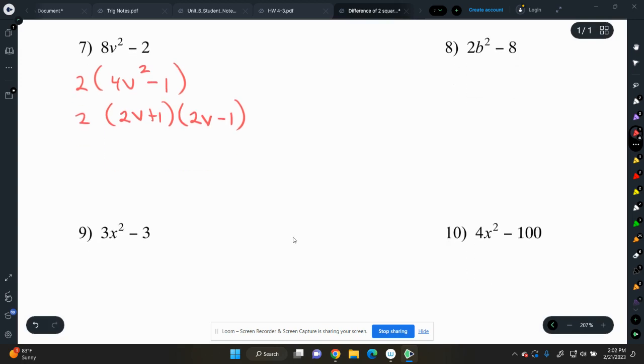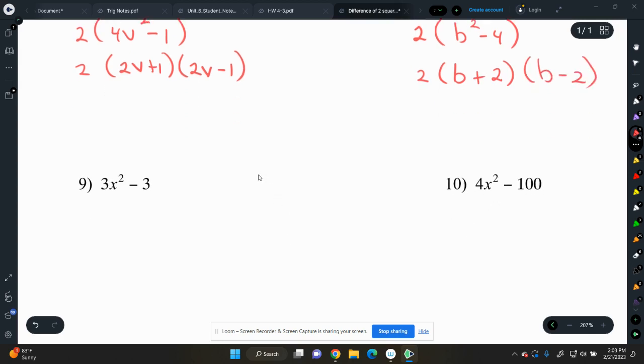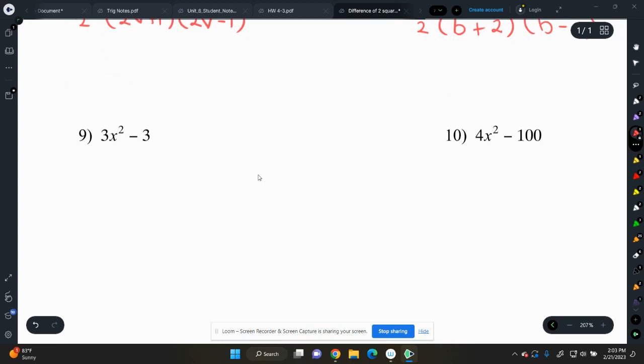TJ, number 8. It's the greatest common factor of 2. And then it's b to the second minus 4. So it's 2, and then b plus 4, I mean plus 2, and b minus 2. Excellent. Okay. Jackson, number 9.